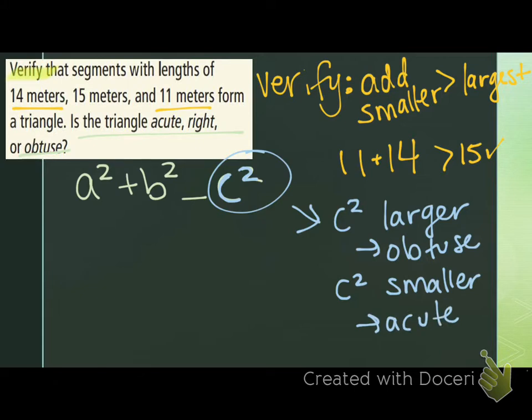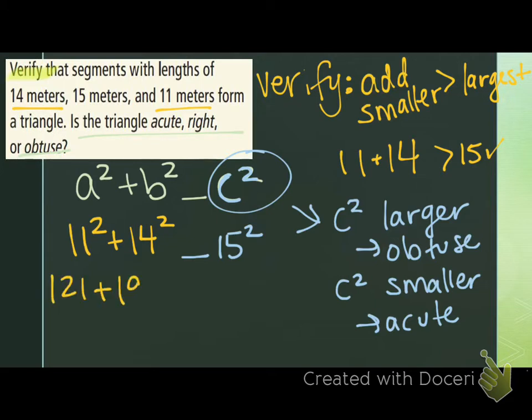So which of these sides is going to be c? 15, the longest side, which means the other two will be a and b. So what's 11 squared? 121. And then 14 squared? 196. Good. And then we're going to compare it to 15 squared, which is 225. What's 121 plus 196? 317.